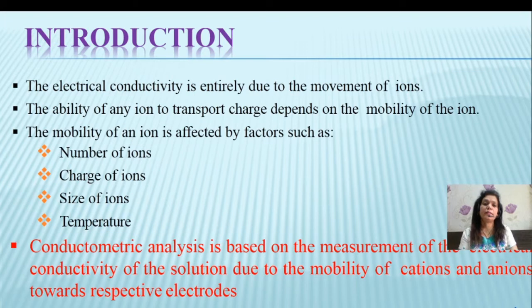Electrical conductance is entirely due to movement of ions. The ability of ions to transport charge depends upon the mobility of the ion towards the respective electrode. This mobility of ions is affected by factors such as number of ions, charge on the ions, size of the ions and temperature. As temperature increases, the dissociation increases. Hence, conductometric analysis is based on the measurement of electrical conductance of solution due to mobility of cations and anions towards respective electrodes.